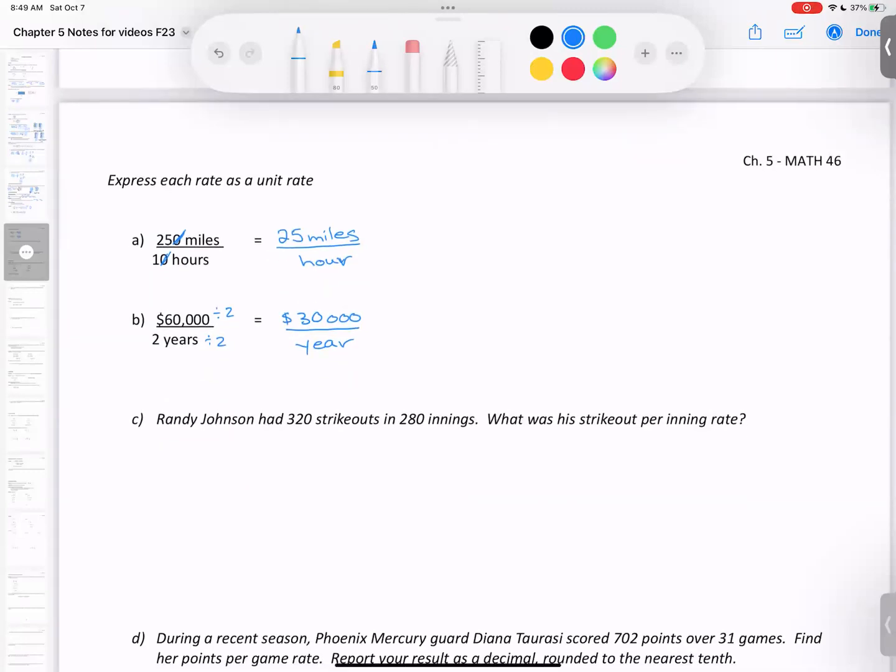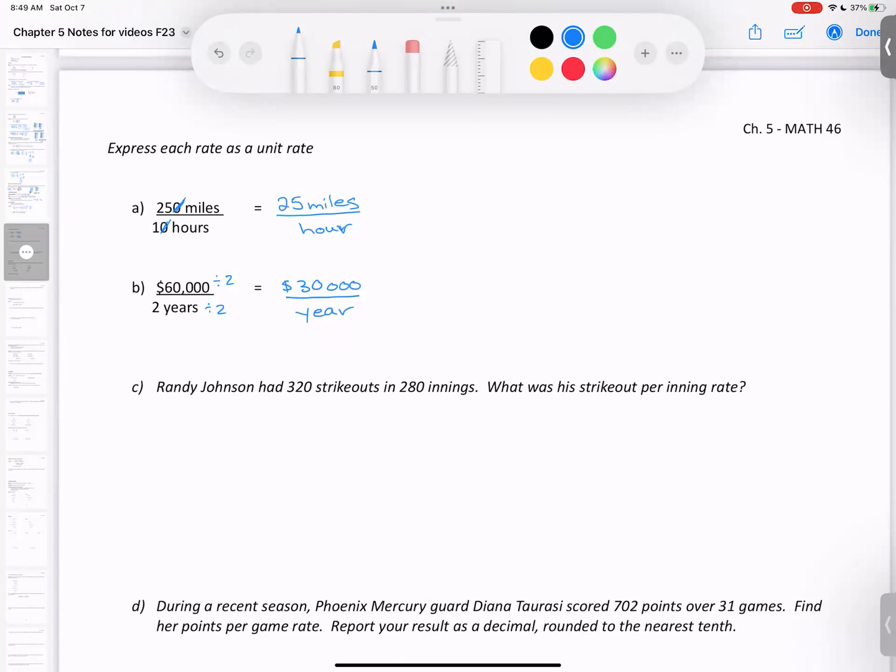Okay, let's do a sports example. Randy Johnson had 320 strikeouts in 280 innings. We want to know his strikeout per inning rate. And so sometimes it's helpful to write what we're looking for here. So I'm just going to say we're looking for strikeouts on the top because that was mentioned first. So strikeout per inning rate. And so here we have 320 strikeouts per 280 innings.